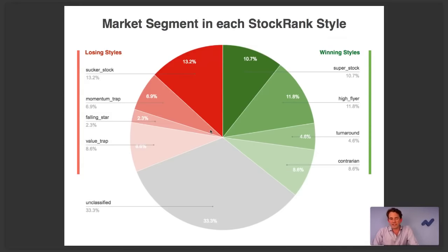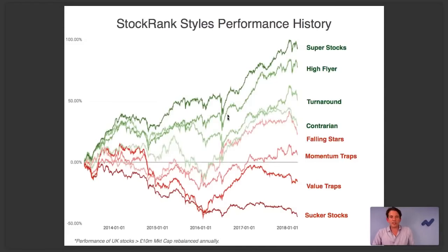When it comes to performance of the StockRank styles, super stocks have outperformed the most. And you can see the winning styles have all generally done better than losing styles. Of all the losing styles that I would consider owning, falling stars would be the best because they are high quality shares and they don't underperform as much. The market favors quality. So if a stock that I had was a high flyer and it did fall into a falling star bucket, I might not instinctively sell it. But I would certainly be very, very wary in sucker stocks, value traps, etc.